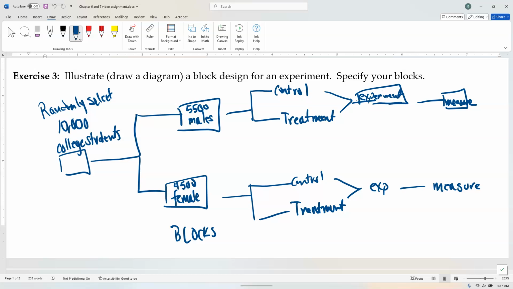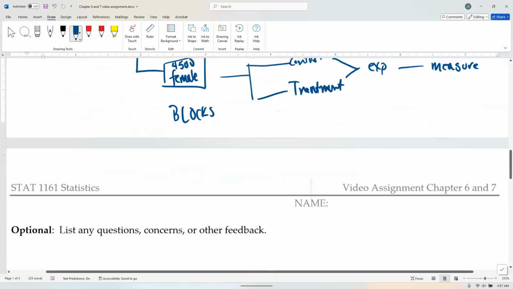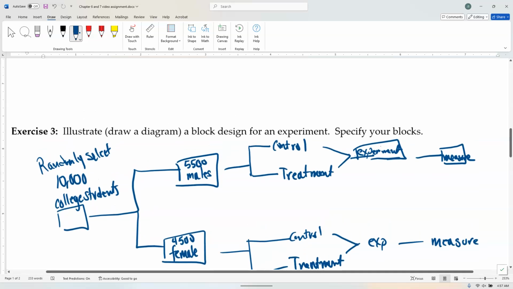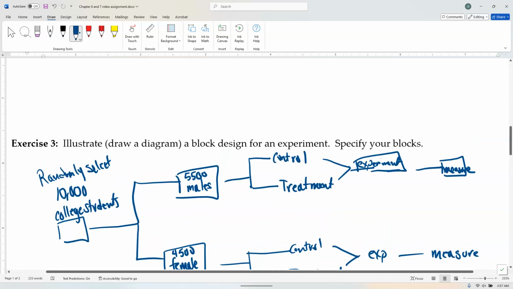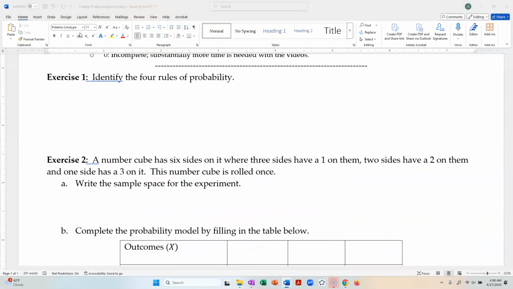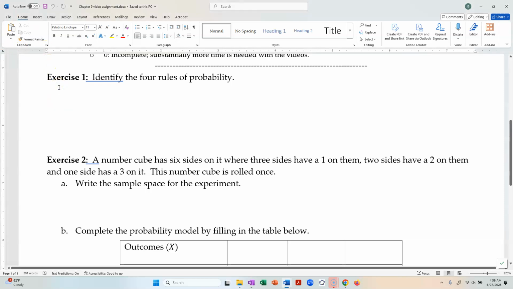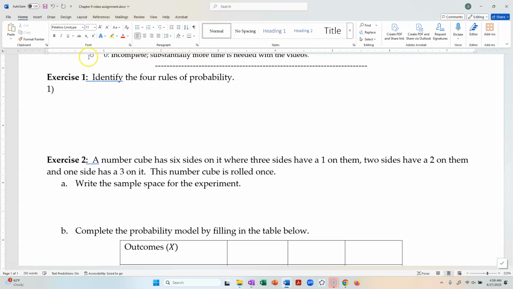So chapter 6 and 7, that is that video assignment, right? And so we'll move on and go into the next one here now. Chapter 9, probability, and that might strike fear into some of you, but I promise this course we do very light probability. So we will get through it and we will persevere.